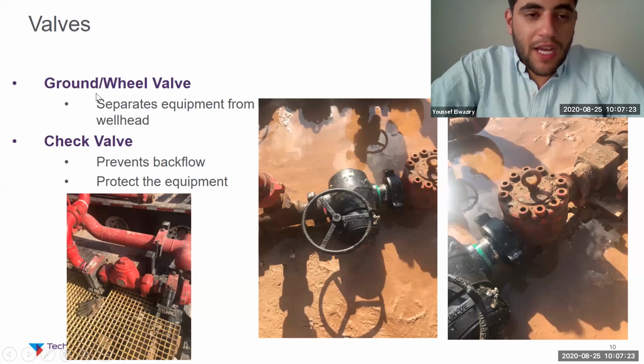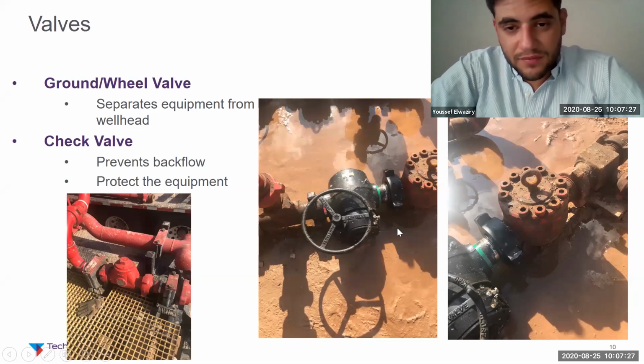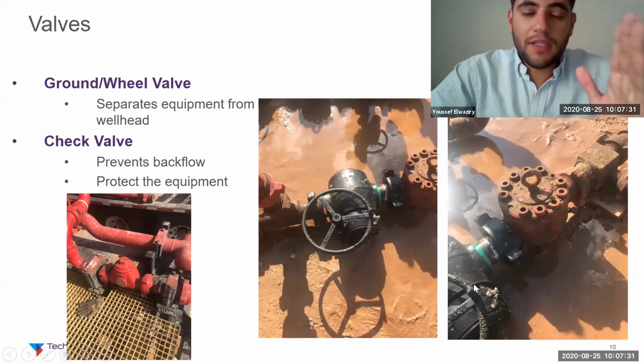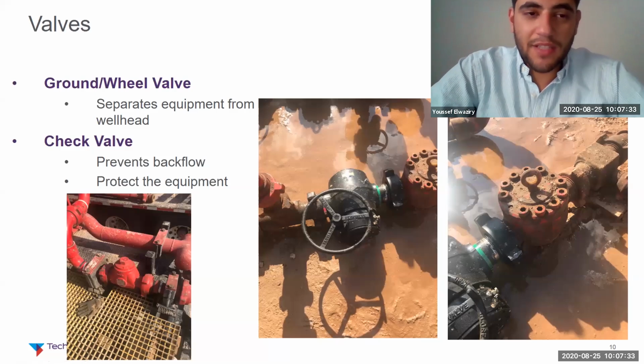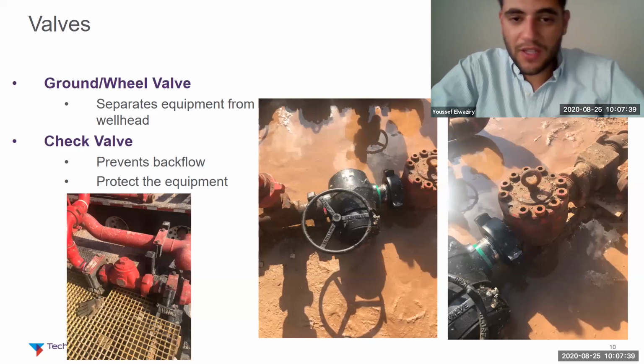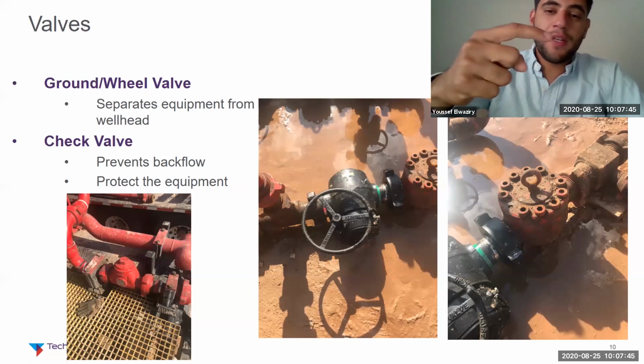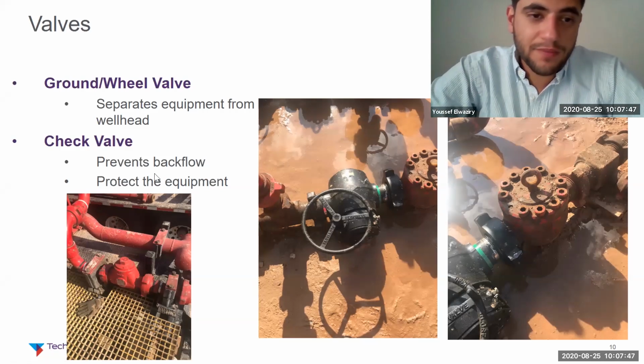Another part of the iron are the valves, the ground valves and wheel valve. So this is an example of a ground valve and wheel valve. It's usually between the manifold and the wellhead, and it's used to separate the equipment from the wellhead. So if you shut in these valves just by turning these handles clockwise, any flow coming from the well is not going to go to the equipment.